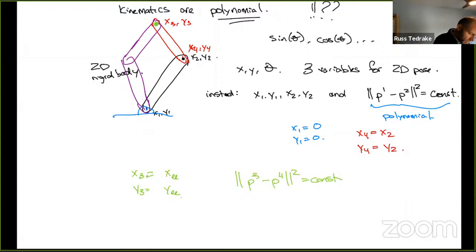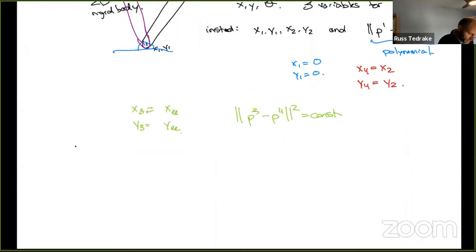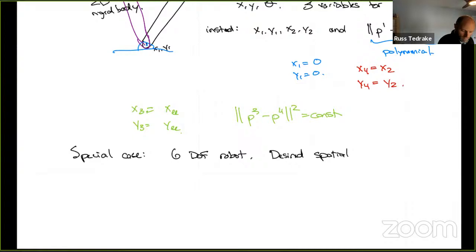There's a super special case of that, which is a 6-DOF robot. This is the only one that really matters to manipulation, I guess, in most cases. And I have a desired spatial pose, which is 6 constraints from that. In that particular case, if you give me a 6-degree-of-freedom robotic arm and a pose constraint for the end effector, I expect to have finitely many solutions to that problem, okay?